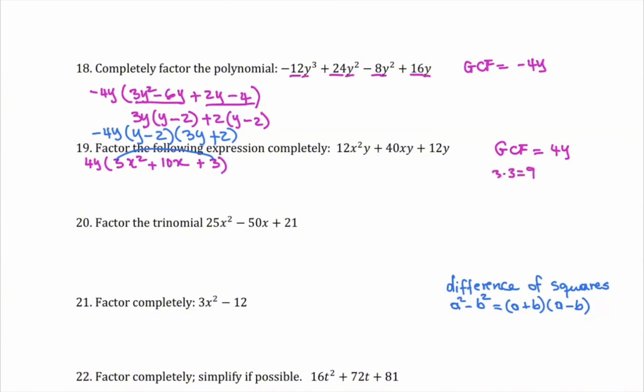Now, two factors of 9 that the sum is 10. So that's 1 times 9. When you multiply, that's clearly 9, but when you add 1 and 9, it's 10, right? So I'm going to leave that 4y for the final step of the process, but I'm going to work with this part. 3x squared plus 9x plus x plus 3.